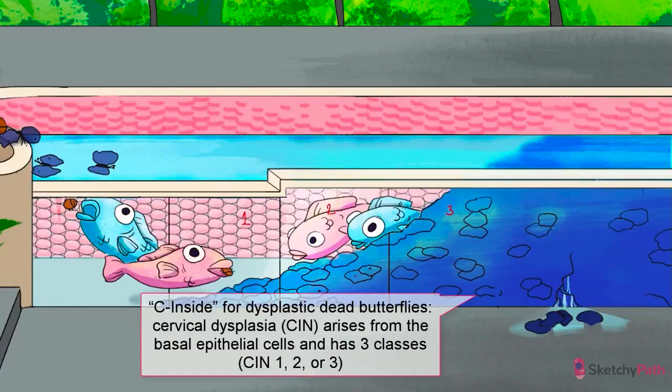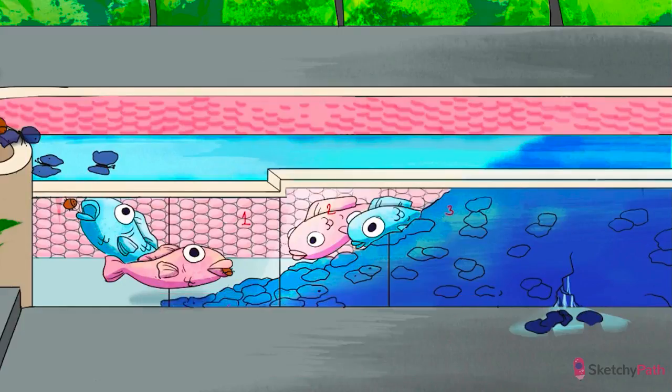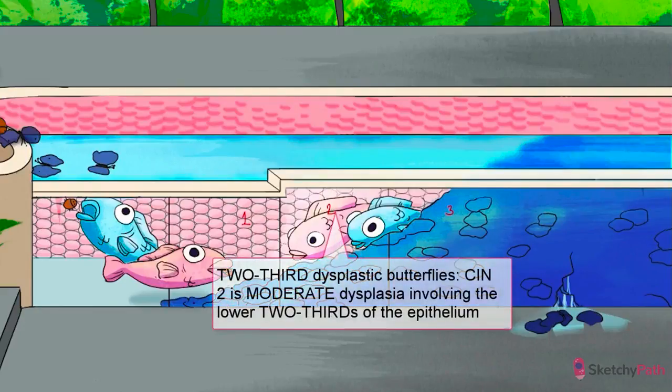CIN 1 is characterized by mild dysplasia involving the lower or basal 1/3 of the epithelium, while the rest of the epithelium exhibits normal stratified squamous cell characteristics, though you may spot some HPV-infected coilocytes in those upper layers as well. Hence the koi fish swimming around above the steady accumulation of dysplastic cells.